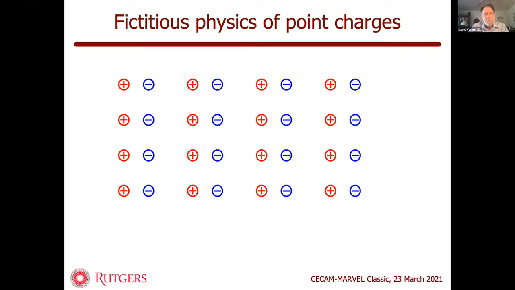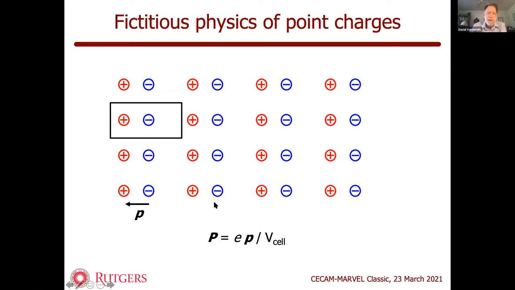And so we have crystals, and we want to be able to describe what is the polarization of this crystal. So we introduce a unit cell, and we calculate the dipole moment in the unit cell. In these slides, I'm using lowercase p as a polarization displacement vector, which just points from the negative charge to the positive charge. And then the conventional polarization is this displacement vector times the quantum of charge divided by cell volume, right? So that would define the polarization. But how did I get to choose that unit cell? I could have just as easily chosen some other unit cell.